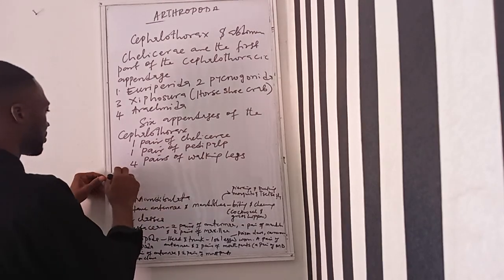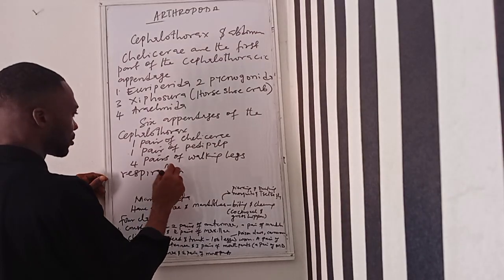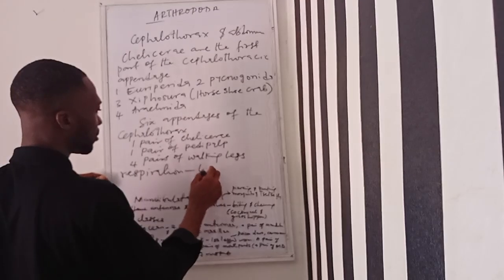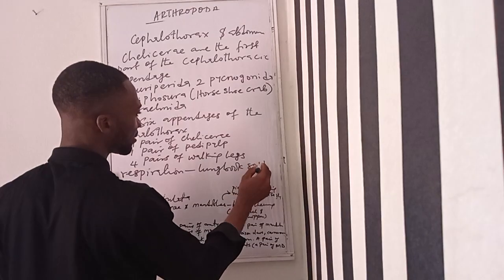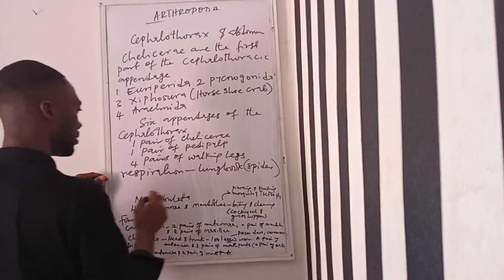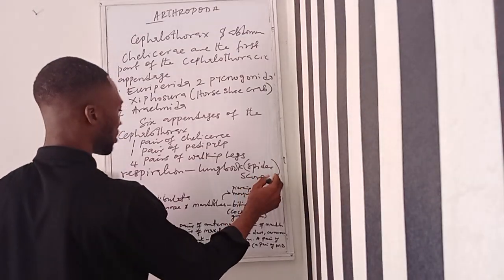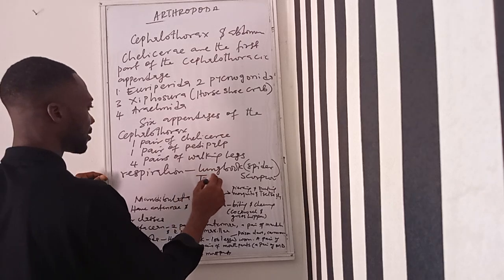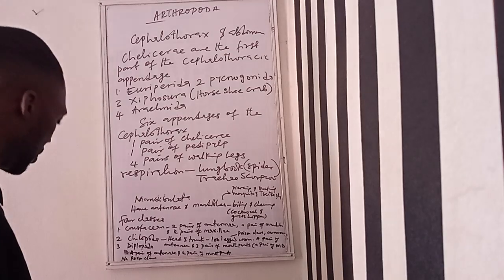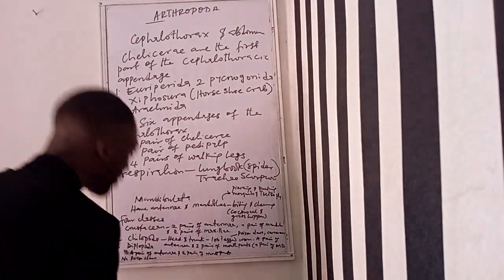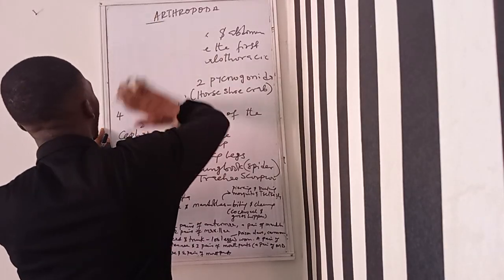So for respiration, we have book lung for spider, then for scorpion, tracheae. So that is the few things we need to know about Chelicerata.